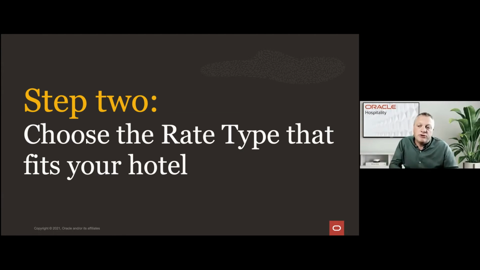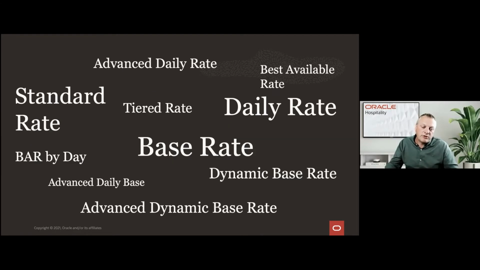But then moving on to step 2 is choosing the rate type that fits your hotel's operation. And there are multiple different ways of doing this within Opera. And we don't expect anyone to use all of them. We have the standard rate.